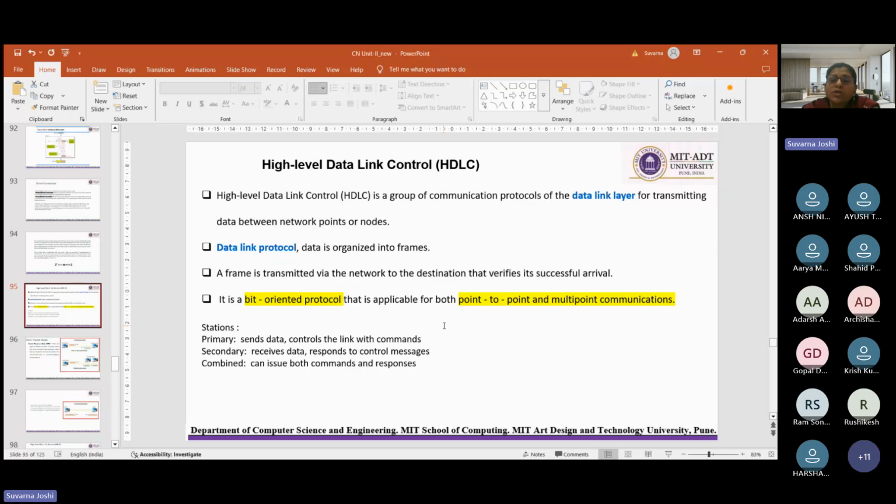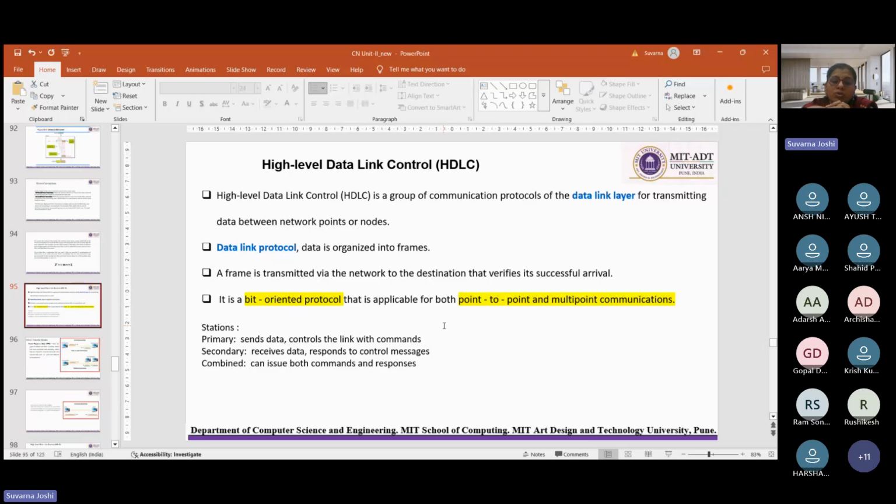Okay, so this particular protocol is provided at the data link layer. What is its main important work or task? Transmission of the data between network nodes or points. We know that the data link layer deals with node to node delivery, from one node of the network to the next node in the network.